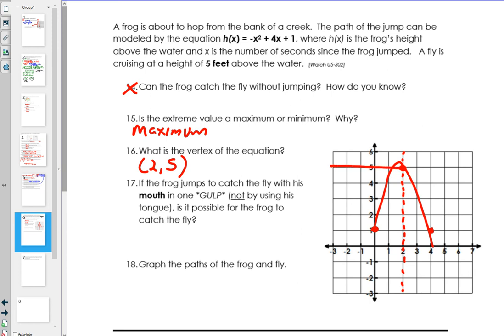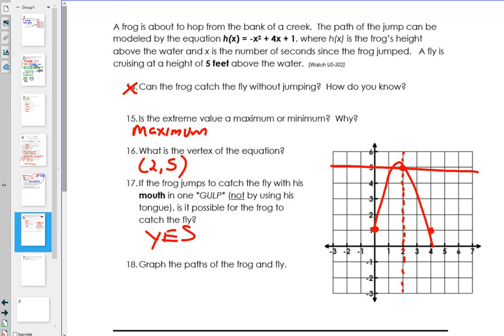Well, was the frog able to reach 5 feet high? The fly's at 5 feet. Was the frog able to reach 5 feet? Yes. And then graph the path of the frog and the fly. Well, I actually just did that. The parabola is the frog and the fly is just horizontal, hanging out at 5 feet.